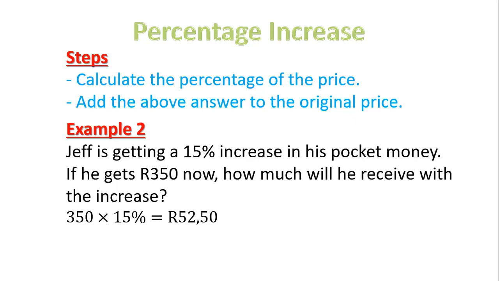Now it says take that 15% that we've just worked out and add it to the original price. So we take 350 and we add our 52 Rand 50, and that gives us a total of 402 Rand and 50 cents. Okay, two examples for percentage increase.